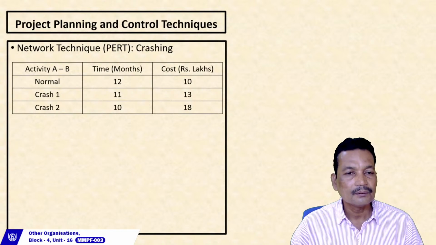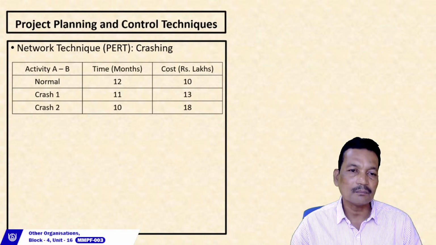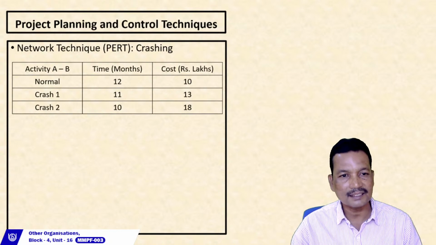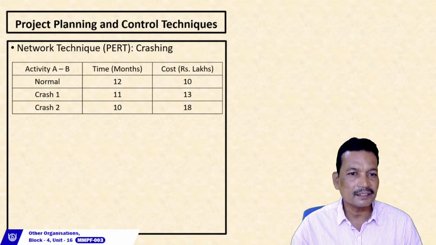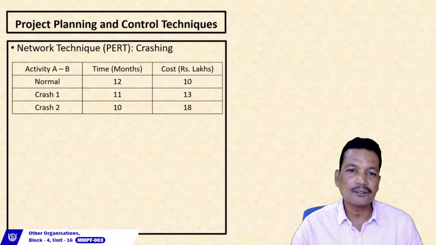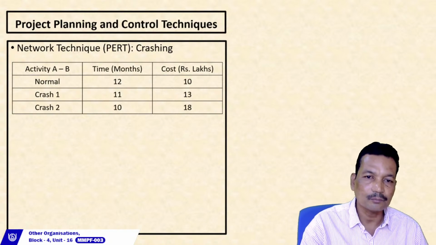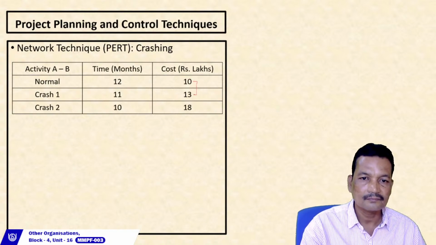Now, in order to crash the activities, how much extra cost are we incurring? For the first crash, or crash by 1 month, that means reducing the duration of activity AB by 1 month, from 12 to 11. You are incurring an extra cost of 13 minus 10, that is 3 lakh rupees.